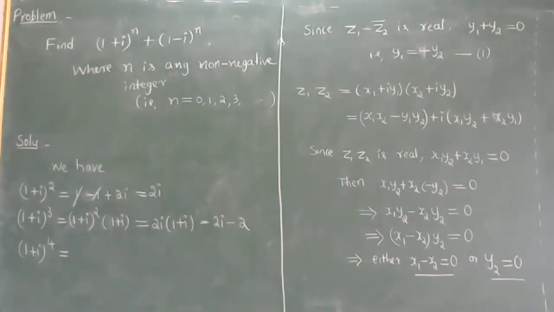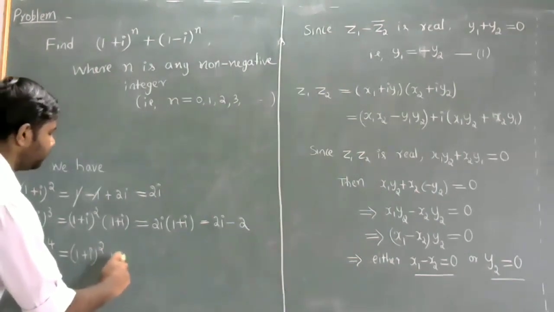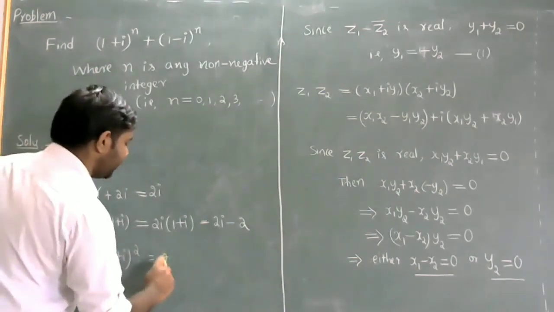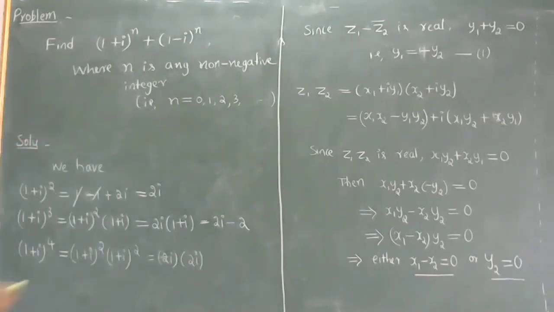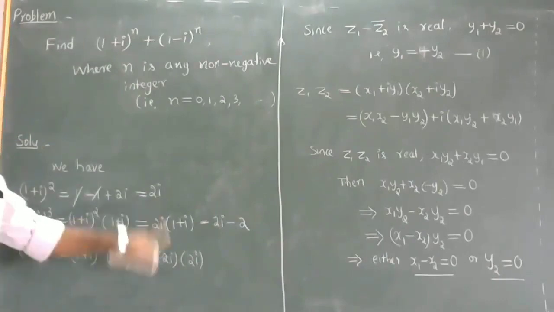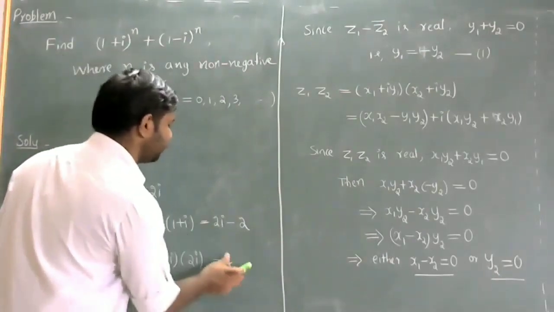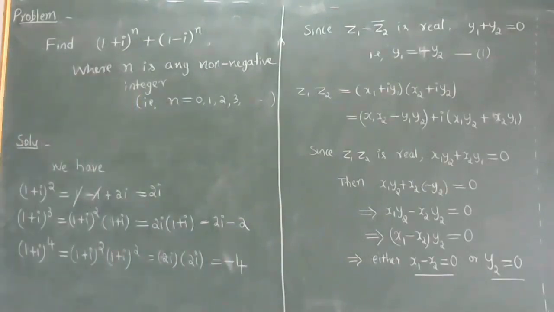So next, (1+i)⁴. What is (1+i)⁴? We can simply factorize it as (1+i)² into (1+i)². It is 2i into 2i. Right? 2 into 2 is 4, i into i is i², and i² is -1. So it will be -4.